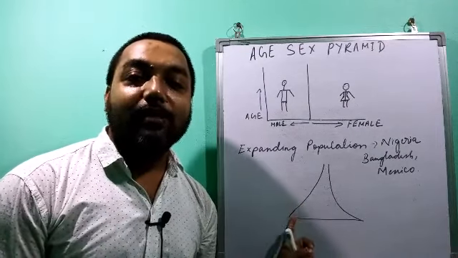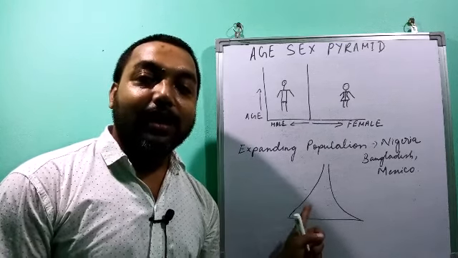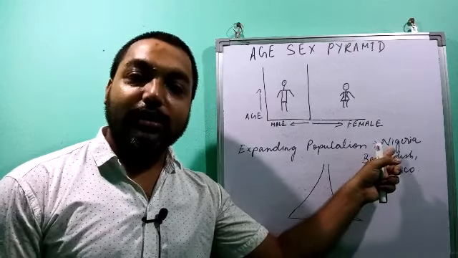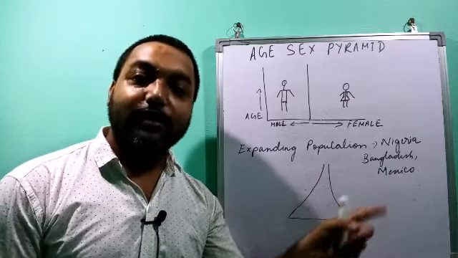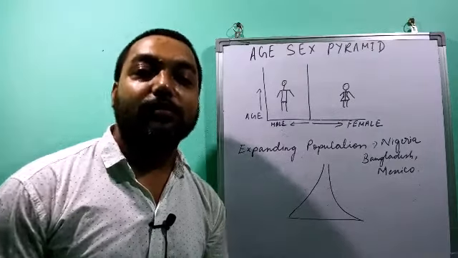So expanding population pyramids can be seen in all the underdeveloped countries. Here it is Nigeria. Other than Nigeria, you can also see it for Bangladesh and Mexico. If you see these countries, the population pyramid will look like this.